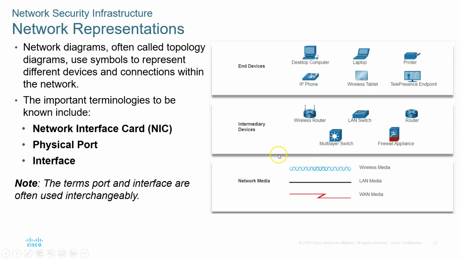And then you have, of course, the network media. This is wireless. This is when you're directly connected to devices in a LAN, and this is what connects routers in a WAN, right?